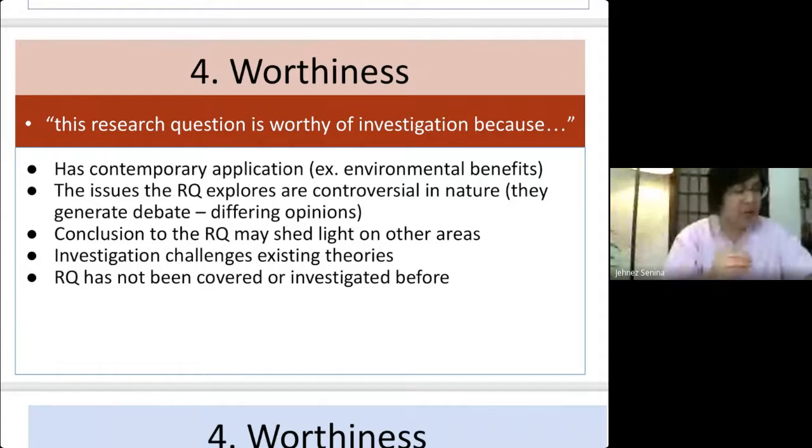Another possible reason to write your essay: your conclusion may shed light on other areas. So your study can help explore other topics that are probably controversial. I can think of an example here. Can you think of an example for me, or is it for you? Think of your essay. Is this something for your essay? The conclusion to your essay can shed light on other areas.